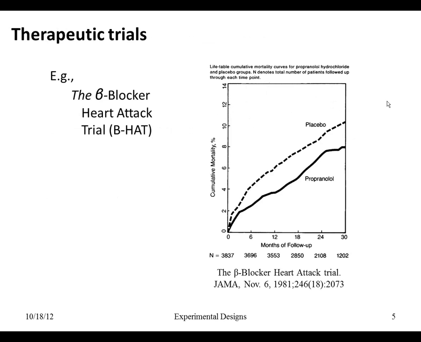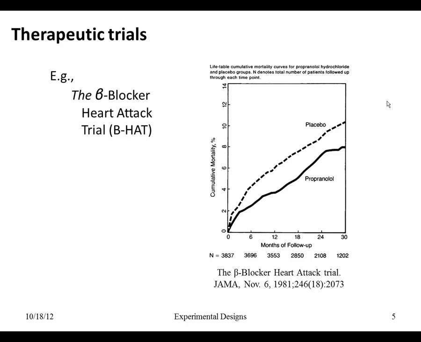There are lots and lots of different kinds of trials. One very common kind is a therapeutic trial, where we're looking to see if a new drug or a new device or a new treatment does better than either a placebo, no treatment, or an existing treatment on our outcome of interest. And here's an example from the BHAT study, which looked at a beta blocker. This study was published in JAMA. It's a high-quality study and a successful trial.